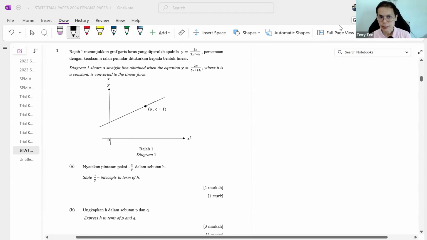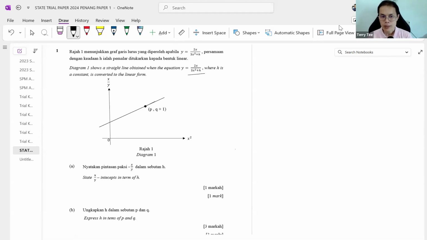So we are given a straight line that is obtained when this equation, or should I say this curve, is converted to linear form. So we're supposed to find the x over y intercept, that is the y-intercept here. We call this the big Y. We call this the big X in terms of h.